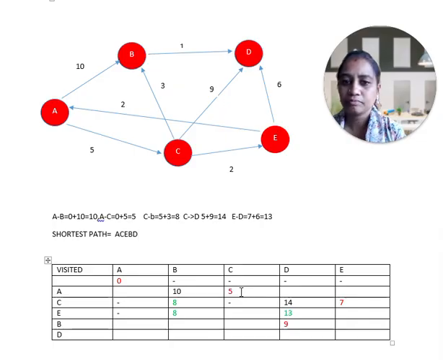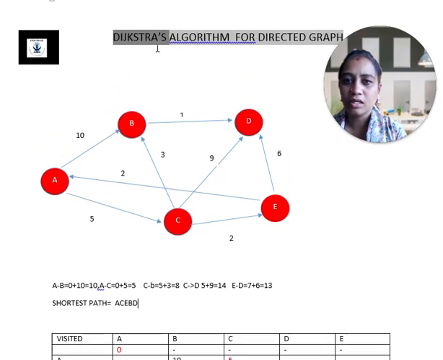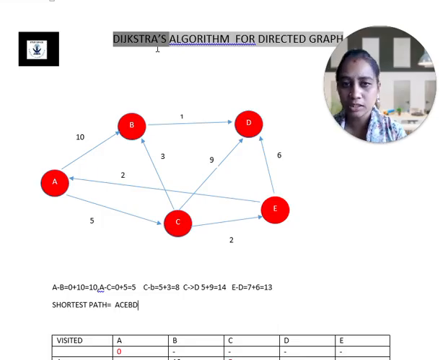Okay. So this is about Dijkstra's algorithm for calculating the shortest path for a directed graph. We will see how to calculate the shortest path for an undirected graph in the next video.